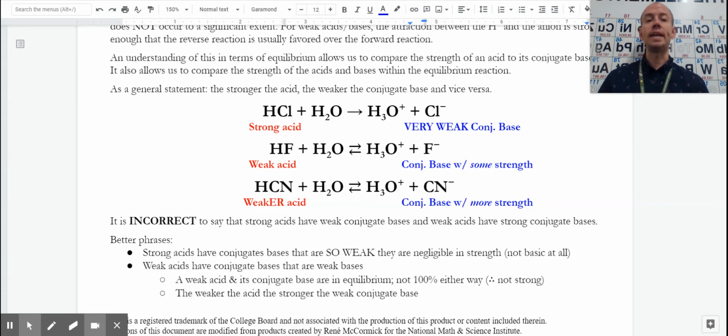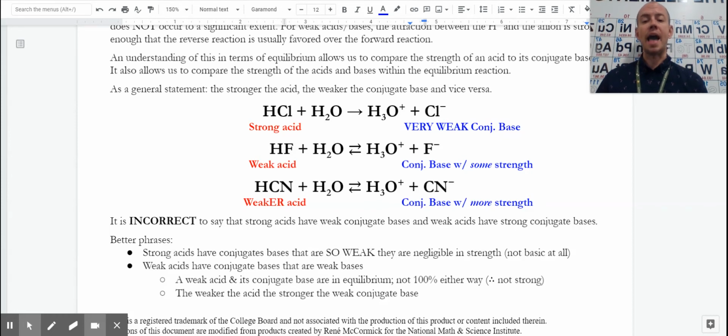The HF is a weak acid. It turns into F minus, but that does go backwards. So this weak acid makes a conjugate base that is also weak. It doesn't go back 100%, so we can't say that it's strong. We have a weak acid and a weak conjugate base. This acid, and we know this by bond strength in Ka, which we'll get into, but this is an even weaker acid. So it ionizes less, meaning that this CN is even better at turning back, or the reverse reaction is more favorable than the forward.